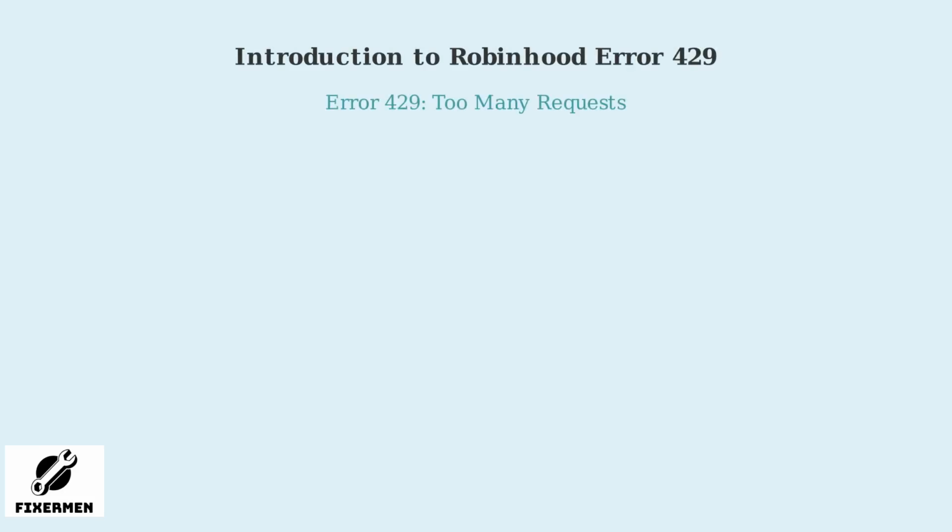Robinhood Error 429, also known as too many requests, occurs when you exceed the platform's rate limits. This common error happens when users make too many requests to Robinhood servers in a short period of time. Rate limiting is Robinhood's way of preventing abuse and maintaining server stability.